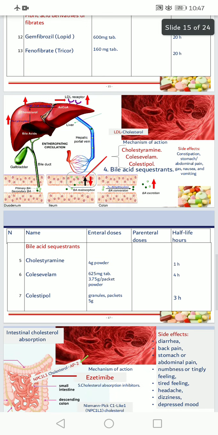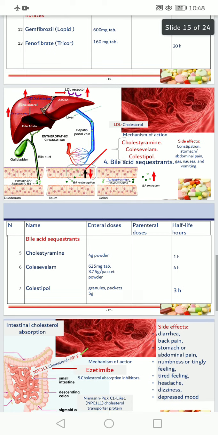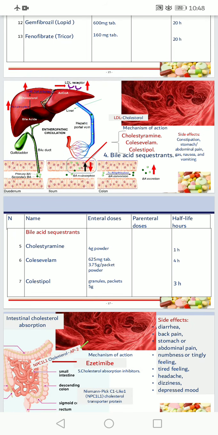And the fourth is bile acid sequestrants. What are bile acid sequestrants? Bile acid is produced in the liver, stored in the gallbladder and excreted for digestion of lipids. Bile acid salts are negatively charged salts in the small intestine. They form an insoluble complex, so liver cells increase LDL cholesterol uptake and the level of circulating LDL decreases. An example of drugs is cholestyramine. Side effects include constipation.